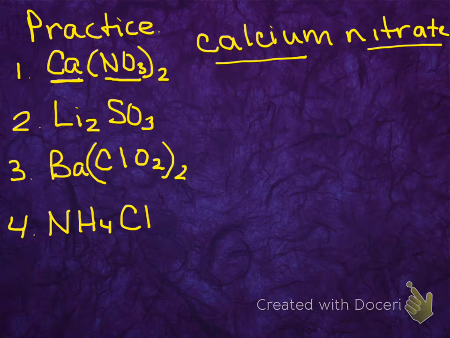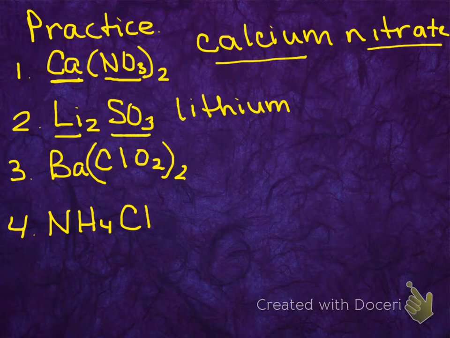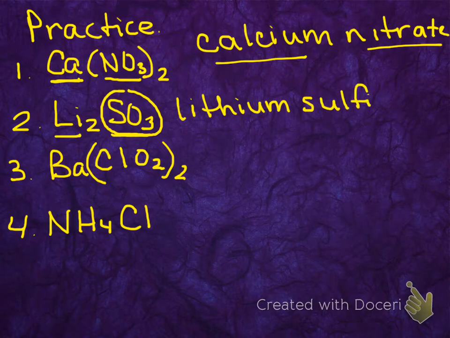All right, let's look at example number 2. Li. We should recognize this as lithium. And then we're going to look on our polyatomic ion chart. We're going to find SO3. It's not in parentheses, so the whole polyatomic ion is this SO3. If we look, we're going to find out that that is called sulfite. So our compound name is lithium sulfite.